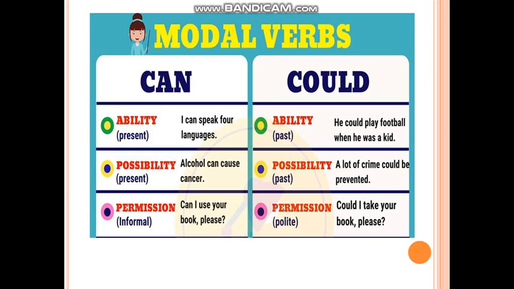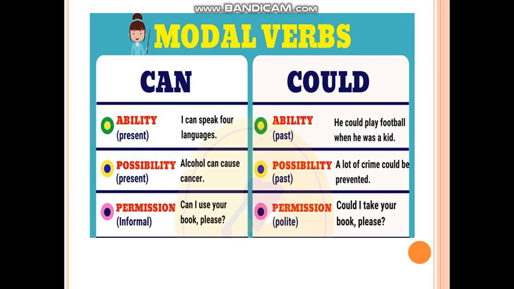The second situation is possibility. When we have to tell it in present, then we use can. Alcohol can cause cancer. It's present time. And when we have to tell a possibility in past tense, then we use could. A lot of crime could be prevented. It's a possibility in past tense. That's why we're using here could.